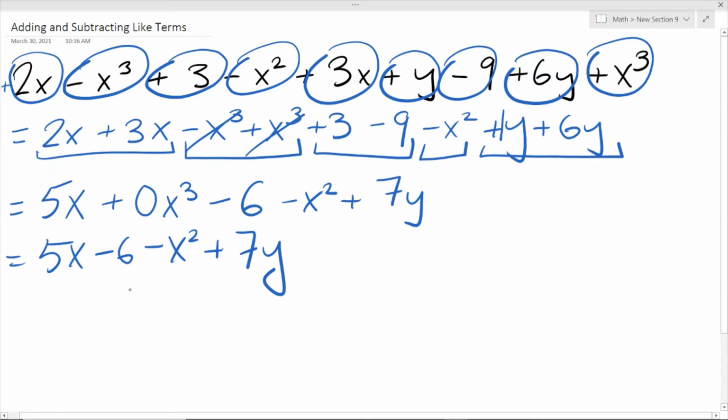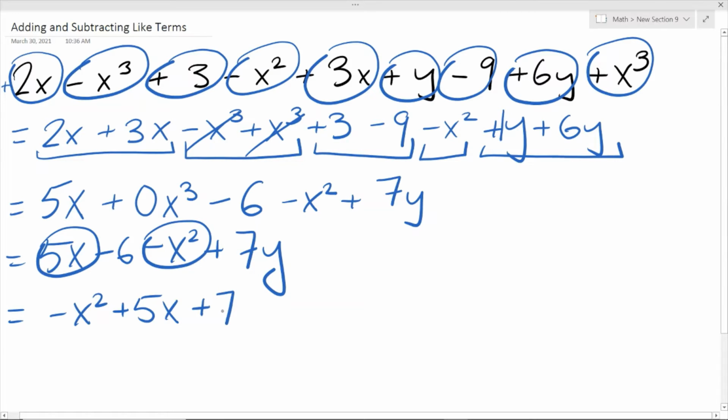And there we have it. But we should probably arrange this in descending powers of x. So if you were to do that, we would rewrite negative x squared first because we want to descend the powers. So this is the bigger power, and then we write the next power, 5x. And then let's write the constant at the end. I don't think it really matters, but it looks better.